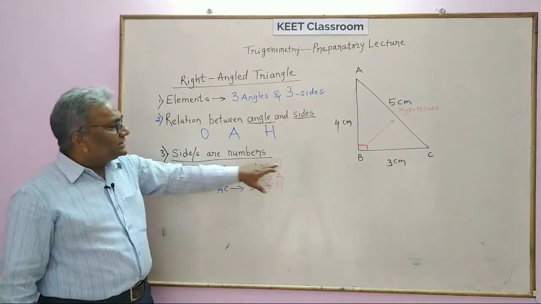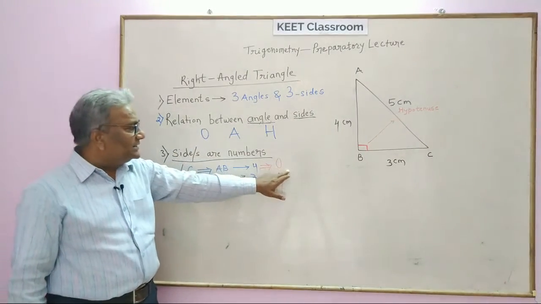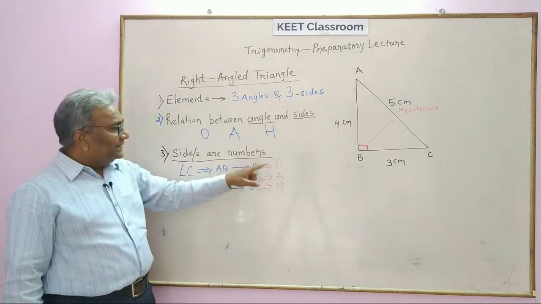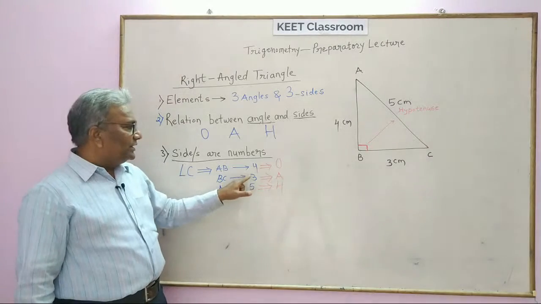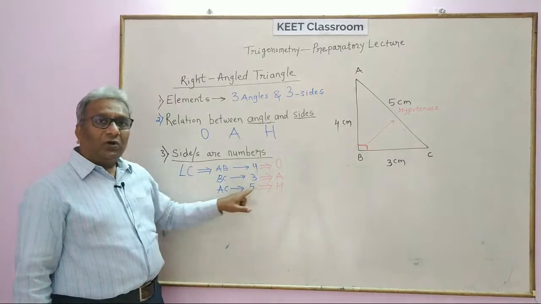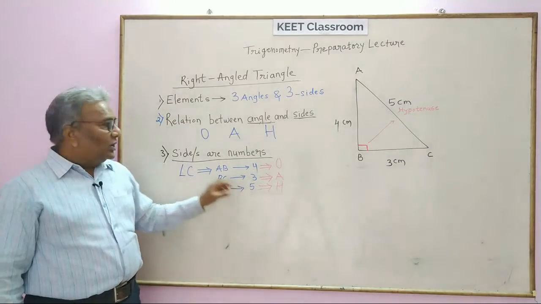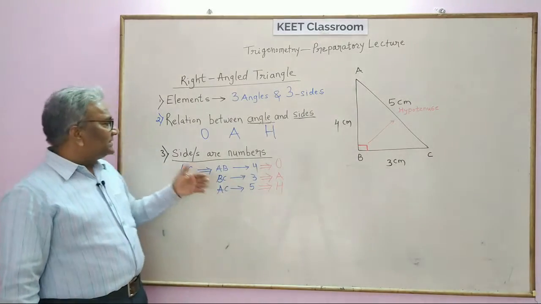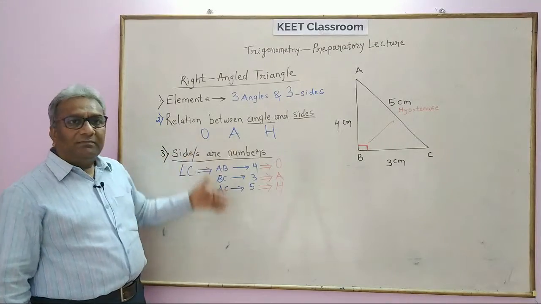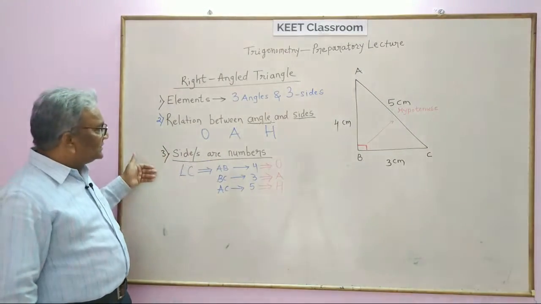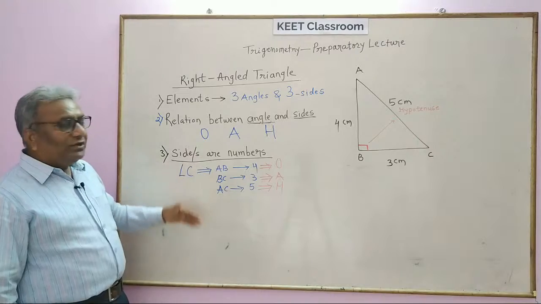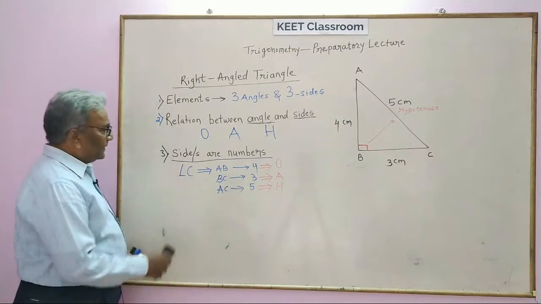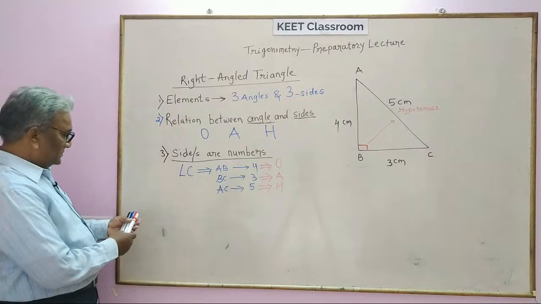So what is the opposite side? The opposite side is nothing but some number. Then the adjacent side is also a number and the hypotenuse is also a number. So whenever we talk about sides, at the back you must understand that side means certain numbers are there. So this is the third point. Now we shall go to the fourth point. We can cover it here.